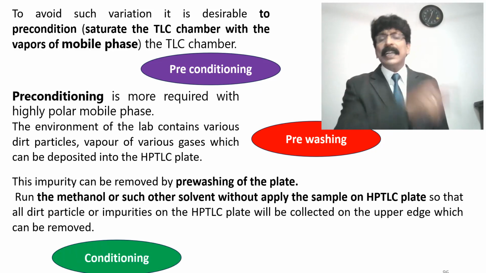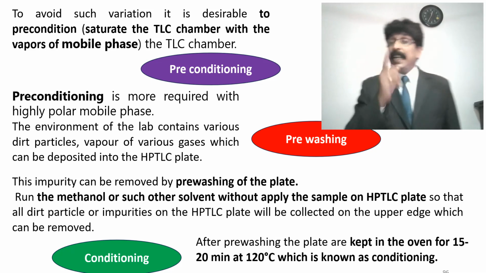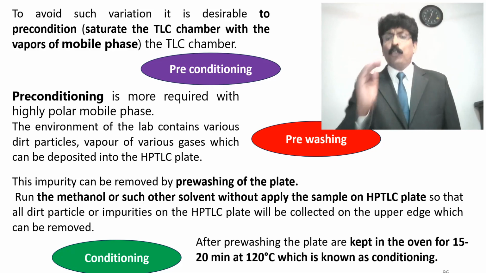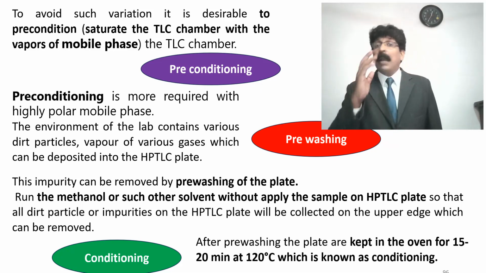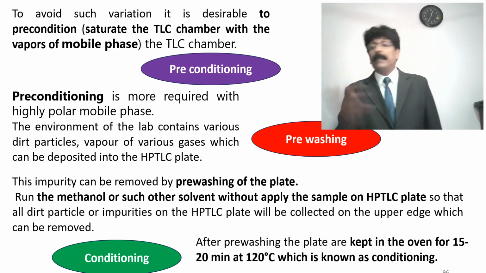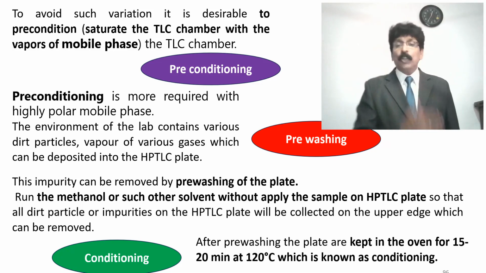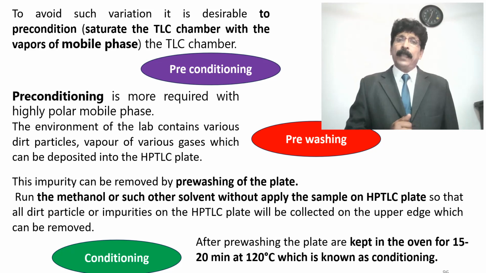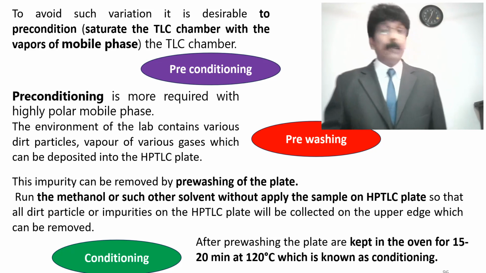Now conditioning, this also I told. After pre-washing, the plates need activation. The plates are kept in a hot air oven for 15 to 20 minutes at 120 degrees centigrade, which is known as conditioning or activation, which we did. There we did it at 105 degrees centigrade for 30 minutes. Here you can keep for 15 to 20 minutes at 120 degrees, which is known as conditioning, activation of the thin layer plate or high performance thin layer plate.